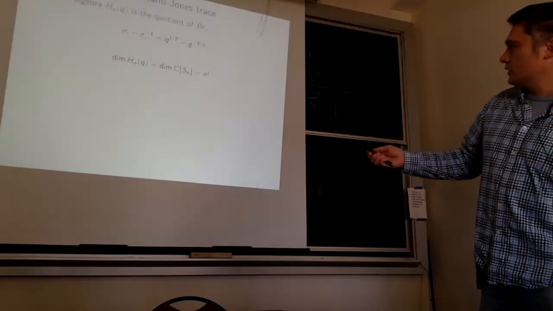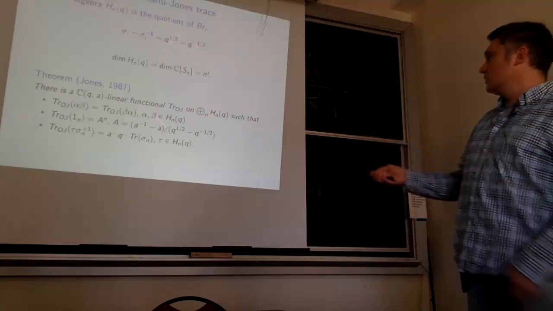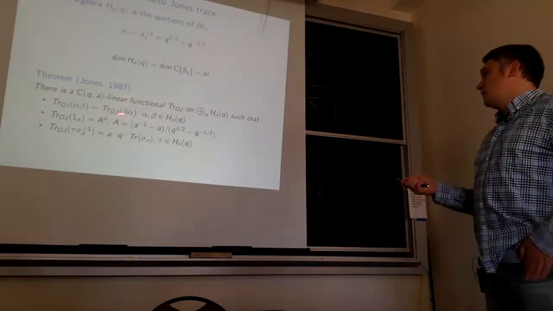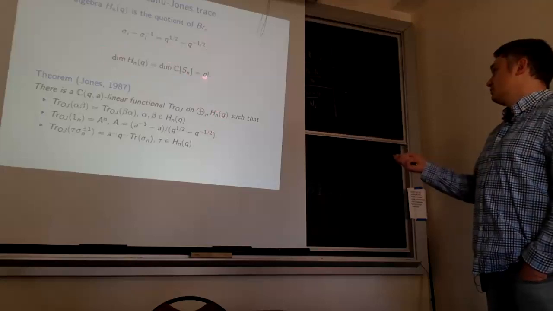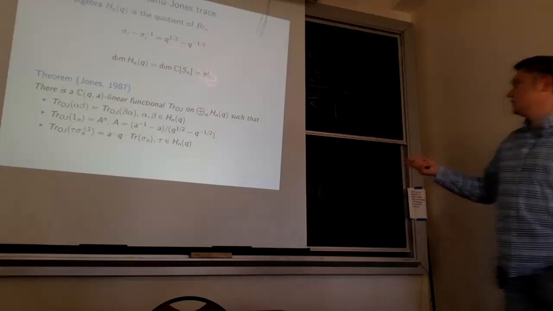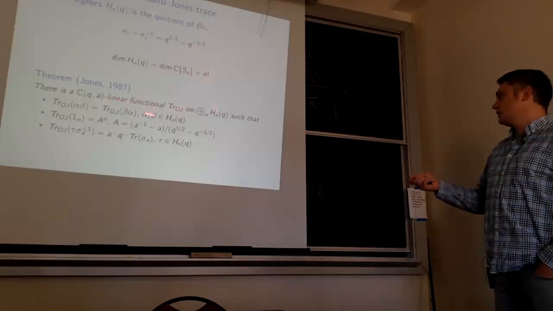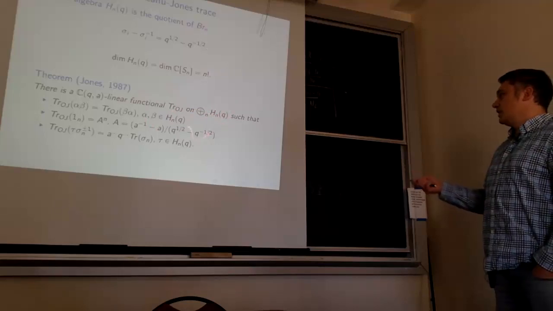So the reason for the skein relation is this relation. And Jones in 1987 explained that on this Hecke algebra, which is a finite dimensional algebra of dimension n factorial, there is a collection of traces. So for each n, you have its own trace, but they kind of talk to each other.